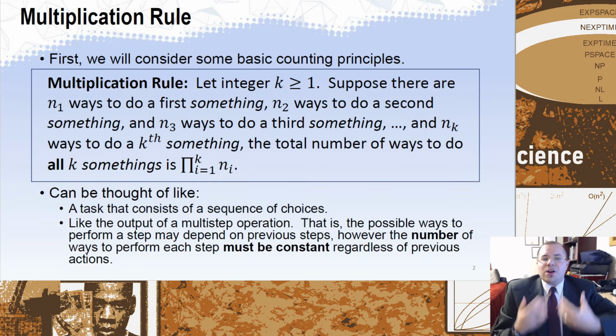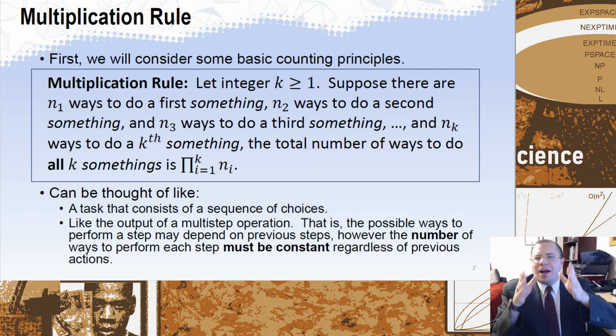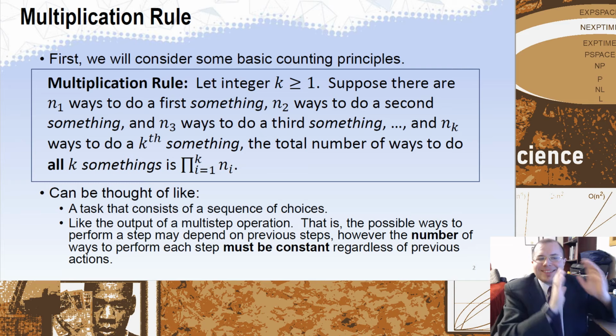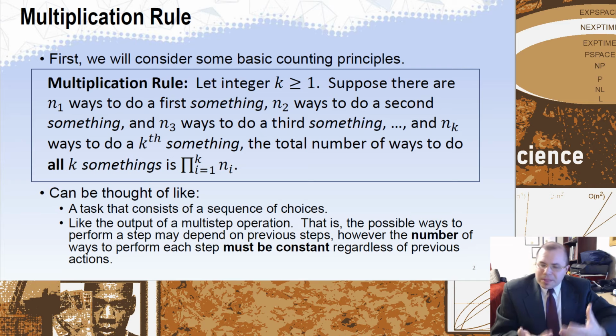So I want to start off with one of the more fundamental rules of counting. It's called the multiplication rule. So imagine I give you some positive integer k, and imagine I give you a sequence of choices. I'm going to call the first one a first something, the second one a second something, the third one a third something, and I'm going to have up to maybe k of these. So I'm going to have k choices to make. And these choices are going to ultimately determine which ones I get to pick from. So the multiplication rule says the following.